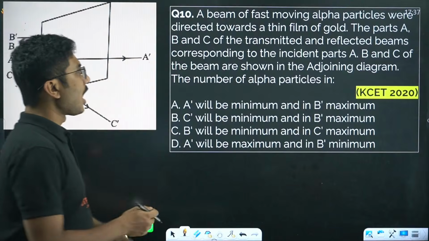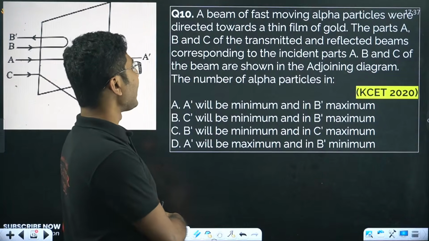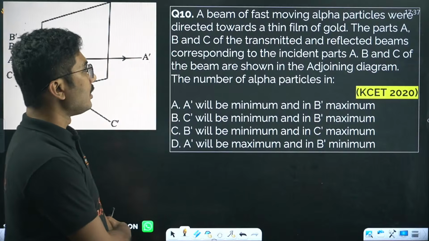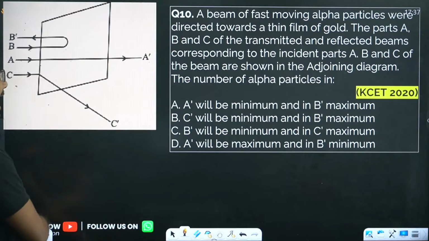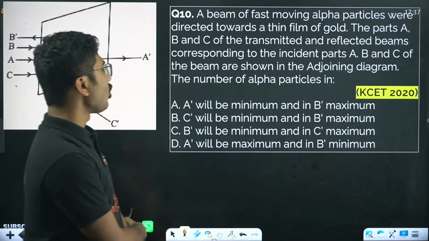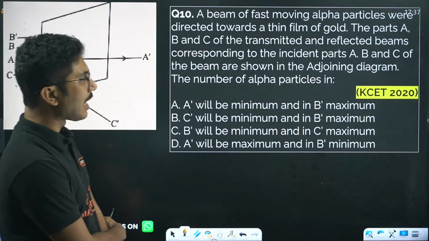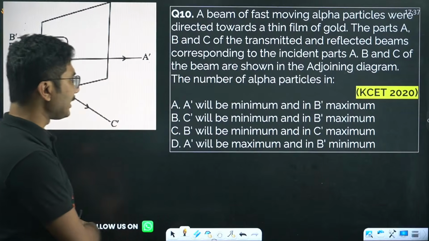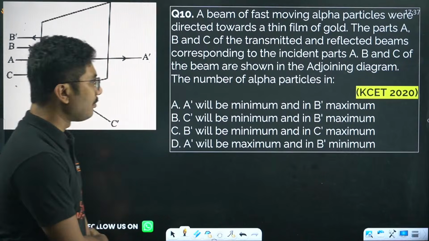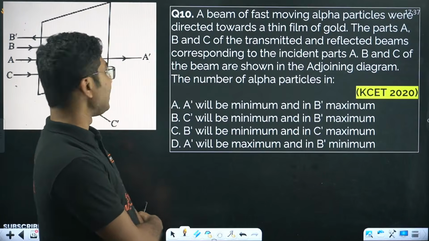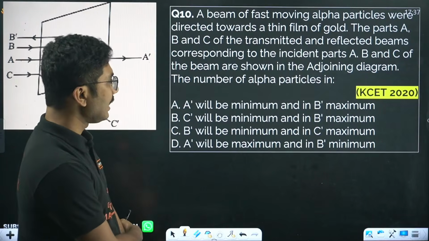A beam of fast moving alpha particles was directed towards a thin film of gold. The parts A, B and C of the transmitted and reflected beams corresponding to incident parts A, B and C of the beam are shown in the adjoining diagram. The number of alpha particles in A dash will be minimum and B dash will be maximum.